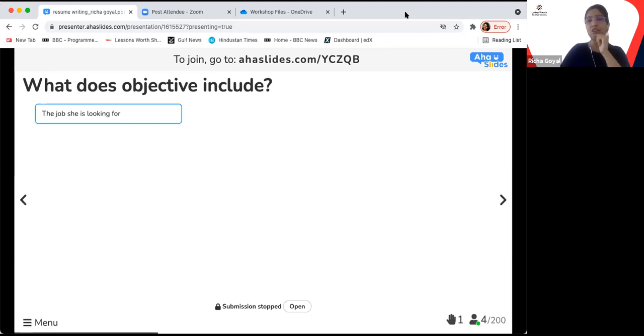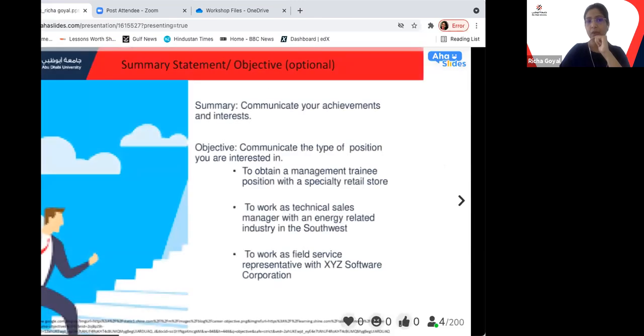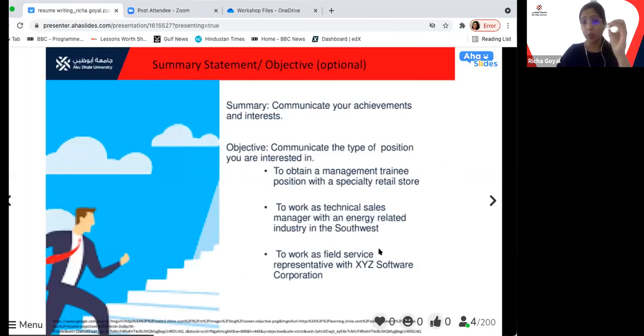Now, this objective section is optional, okay? Either you can have an objective as given on the presentation. See, it will always begin with "to": to obtain a management trainee position with a specialty retail store, to work as technical sales manager with an energy related industry in the Southwest, or to work as field service representative with XYZ Software Corporation. All right. So some people feel that it's very important to have the objective after the header because it makes the reader clear about what you are looking for.